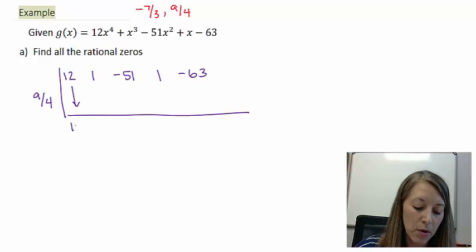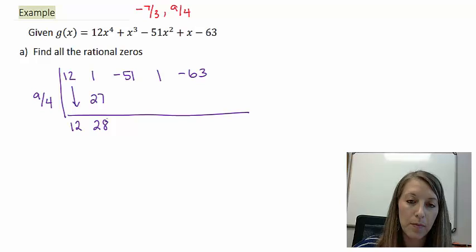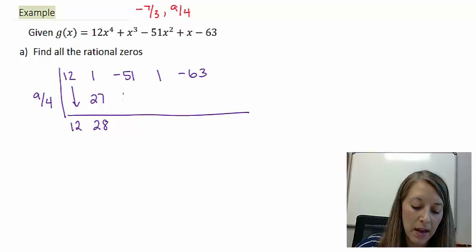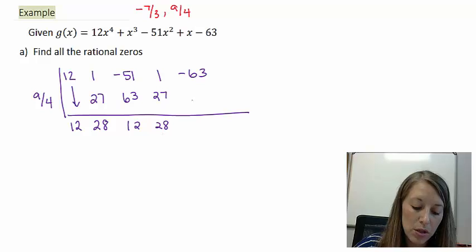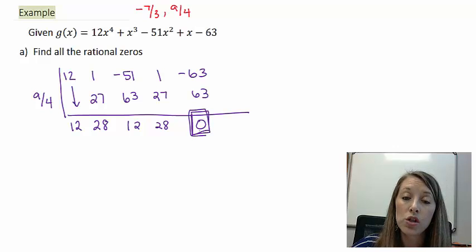So bringing down my first number of 12, now multiplying. 12 divided by 4 is 3, so 3 times 9 gives me 27. So when I add 27 and 1, that gives me 28. So now I multiply. 28 divided by 4 is 7. When I multiply that by 9, that gives me 63. And when I add -51 and 63, that gives me 12. Multiply again, I know that works out to be 27. Add 28, multiply gives me 63. And so when I add these, I get a remainder of 0, which I knew I should because my calculator told me so.